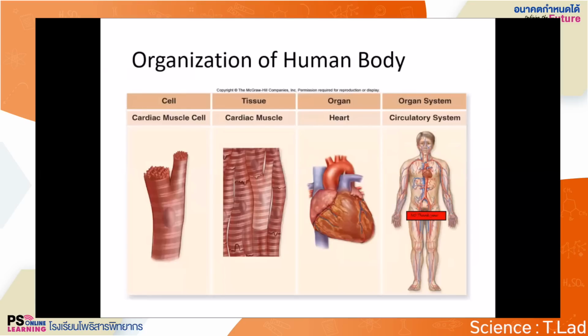So let's continue. This is an example of the organization of the human body, from cell to tissue to organ and to organ system. So a system, just like the circulatory system, is made up of different parts or organs. And the main organ of the circulatory system is the heart. And the heart is made up of different tissues. One of them is cardiac muscle tissue. And the cardiac muscle tissue is made up of cardiac muscle cells.